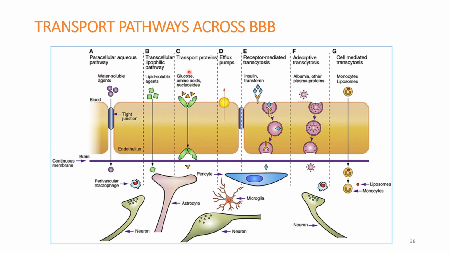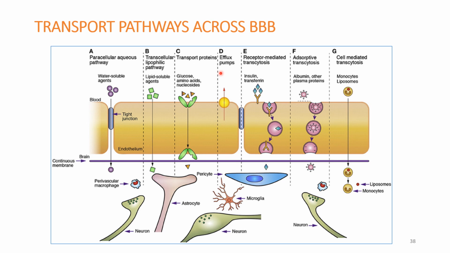So this is the blood actually. This is the brain tissue. So water soluble agents may pass through like this. And second type of transport is transcellular lipophilic pathway. Transcellular means through the cell. So lipophilic substances, lipid soluble agents may pass through like this. But the transport is very less for all these things.